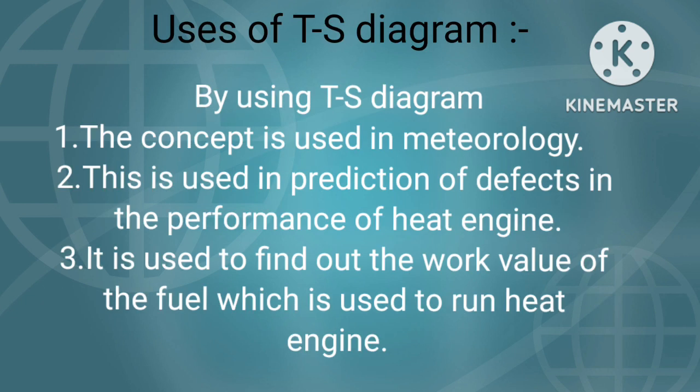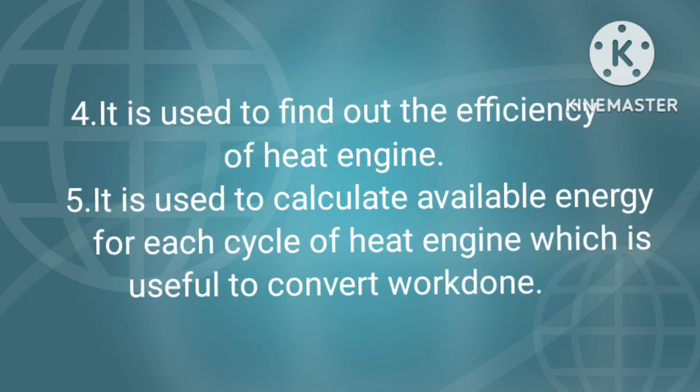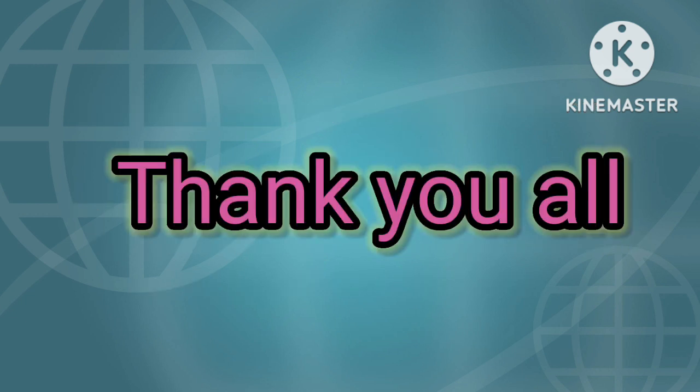Uses of the TS diagram. By using the TS diagram, the concept is used in meteorology. It is used in the prediction of defects in the performance of a heat engine. It is used to find out the work value of the fuel which is used to run the heat engine. It is used to find out the efficiency of a heat engine. It is used to calculate the available energy for each cycle of a heat engine, which is useful to convert into work done. Hope you all understood.